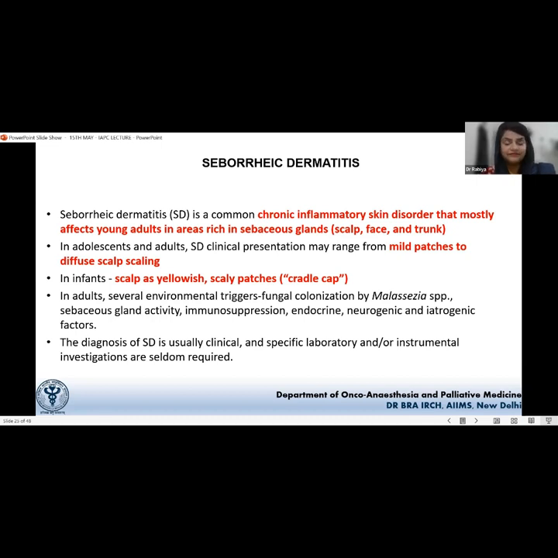In adults, several environmental factors will trigger the formation of seborrheic dermatitis. One of the most common organisms involved is the fungus Malassezia. Sebaceous gland activity, an immunosuppressed state, and endocrine, neurogenic or iatrogenic factors all lead to seborrheic dermatitis. The diagnosis is usually clinical, and specific laboratory and instrumental investigations are seldom required. So you can send for fungal cultures.